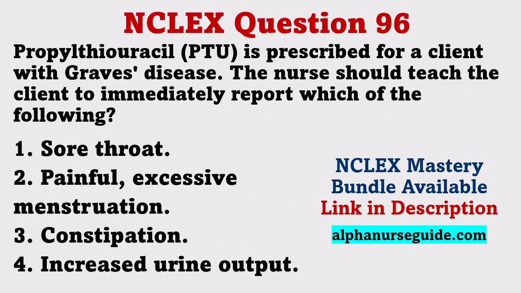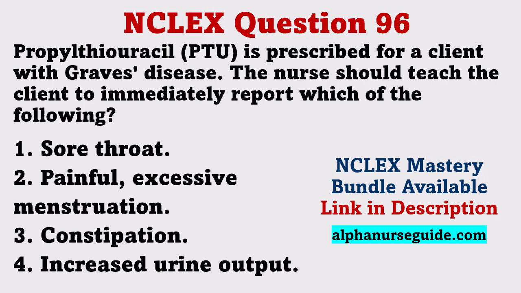Propylthiouracil is prescribed for a client with Graves' disease. The nurse should teach the client to immediately report which of the following? 1. Sore throat. 2. Painful excessive menstruation. 3. Constipation. 4. Increased urine output. The correct answer is 1.